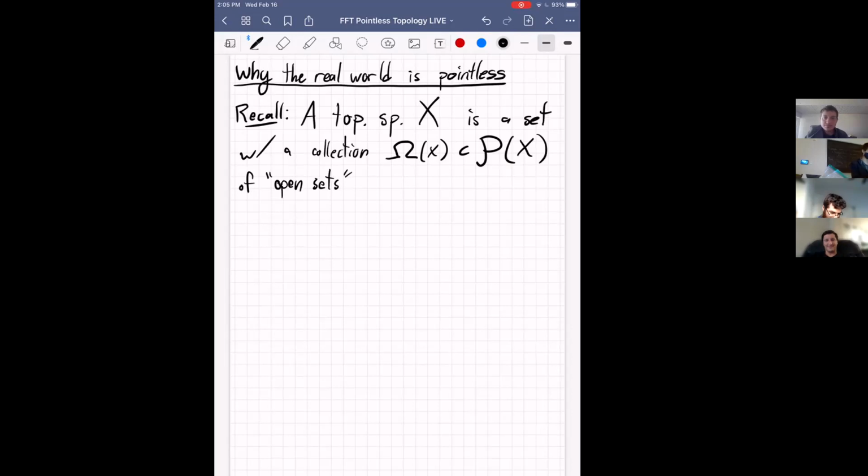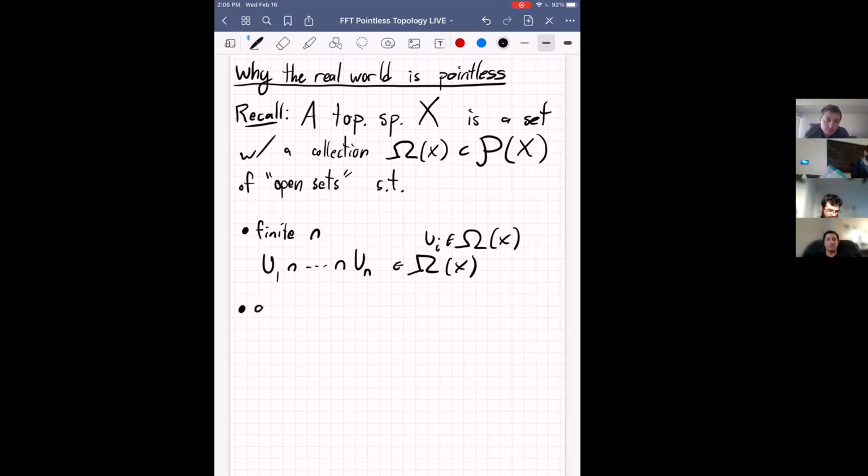And so it has to satisfy some axioms. So there's the axiom of finite intersection, right? So if I have U1 intersect, or well, maybe I'll say U1 intersect UN. So if the Ui are in omega of X, then this is in omega of X.